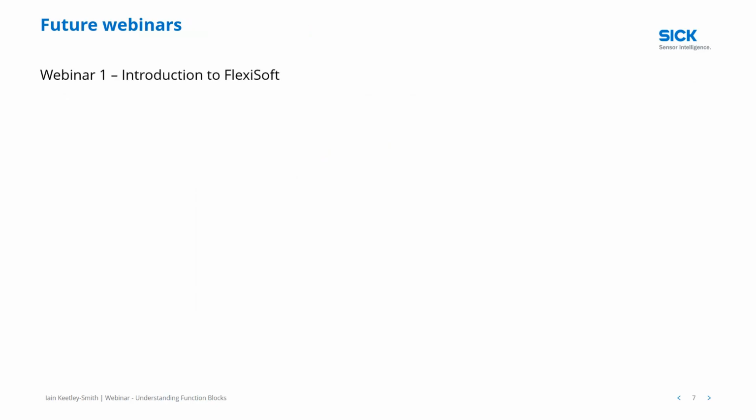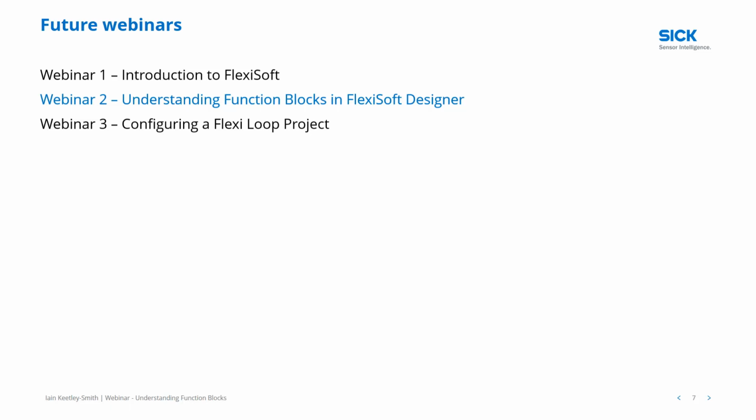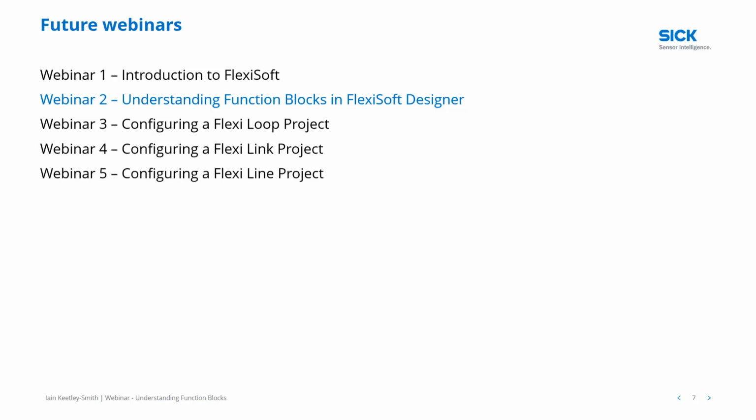For future webinars, webinar 1 is currently being recorded, and you can view that offline. Just get in touch with us and we can send you the link to view that. This is webinar 2, which was looking at function blocks. Our next webinar is going to look at configuring a FlexiLoop project. Webinar 4 is looking at what's called FlexiLink, which is connecting multiple CPUs together. Webinar 5 will look at FlexiLine, which again is connecting CPUs together.